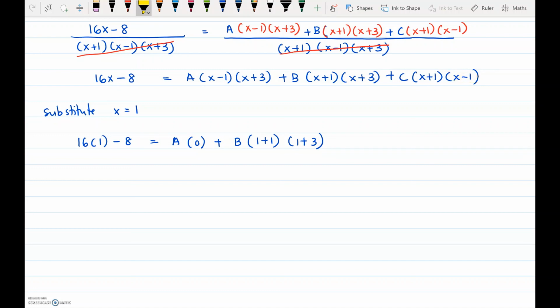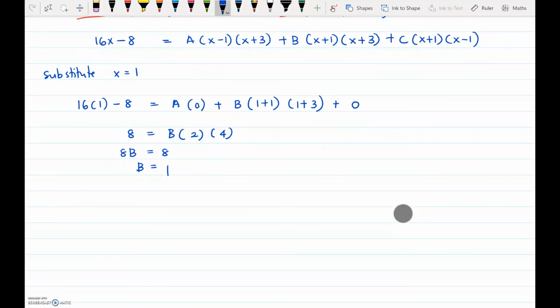Okay, but then we have another x - 1 here, that means you will have plus 0, c times 0 will be 0. So the remaining equation is 16 - 8, which is 8, equals b times 2 times 4. Alright, so you have 8b equals 8. That means your b equals 1.